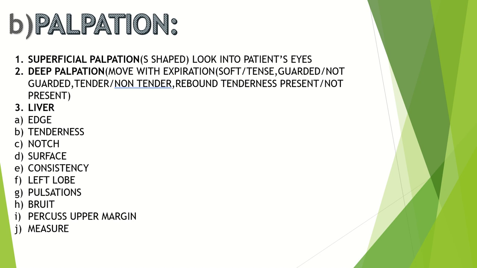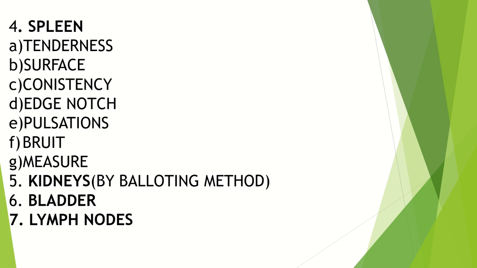Then the third step in the palpation, that is the liver. If you find any liver, first of all look for the edge. Is there any tenderness? See the surface. Is the surface smooth or nodular, is the notch present? How is the consistency? Is it firm, soft, or hard in consistency? Is there any left lobe palpable? Are there any pulsations? Is there any bruit? And then you have to percuss the upper margin and measure the liver, the span of the liver.